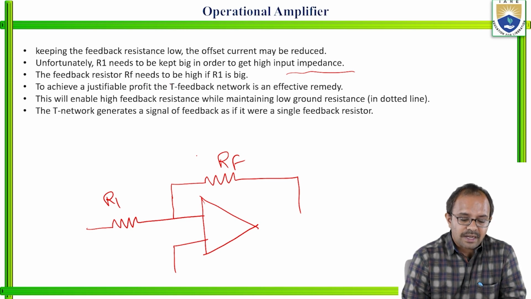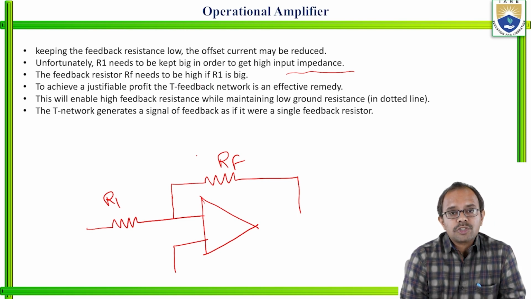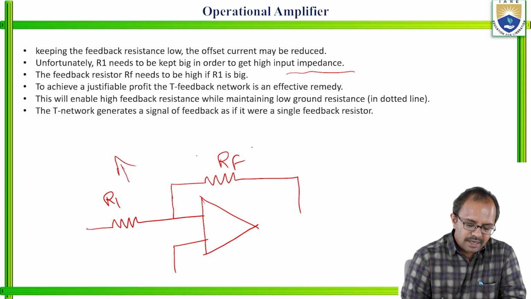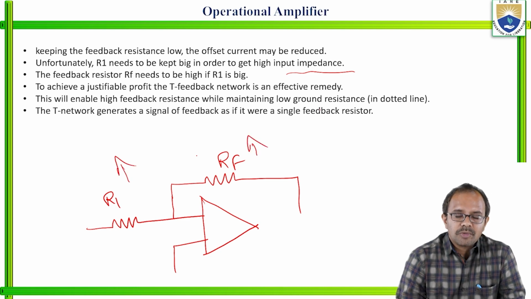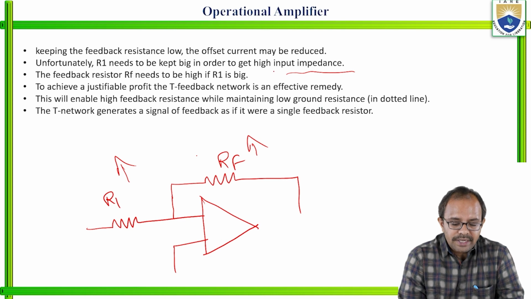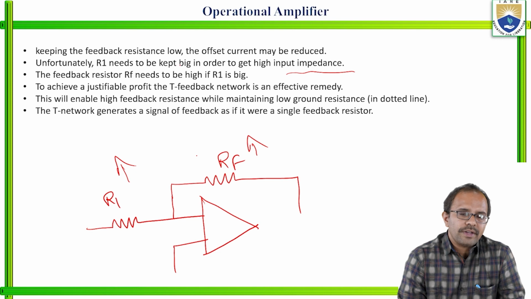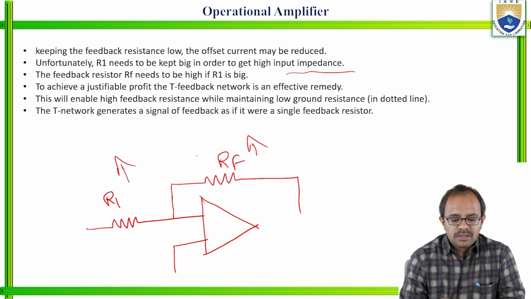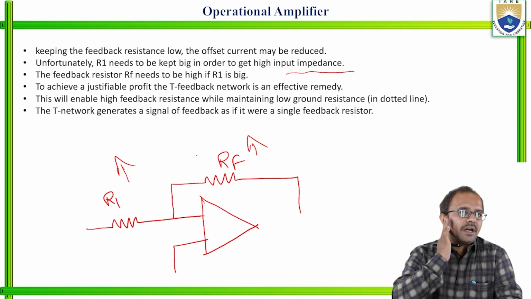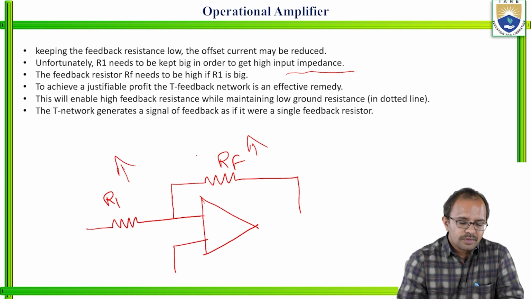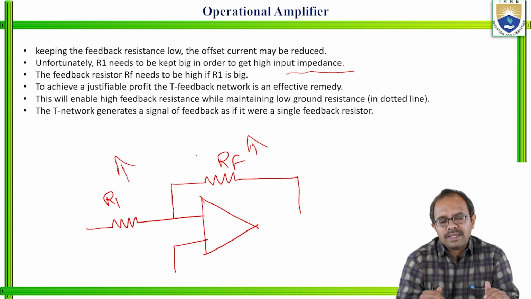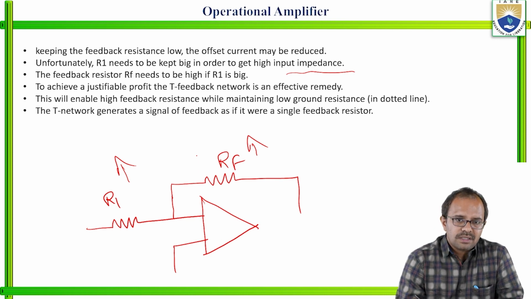The feedback resistor RF needs to be high if R1 is large. So this is the relation one can say. If R1 is high, RF is supposed to be high. But what is required here? In order to reduce the offset current, we need to maintain the low feedback resistance so that you can reduce this offset current to some level. So this is the effect of one parameter on another, one component on another, right?